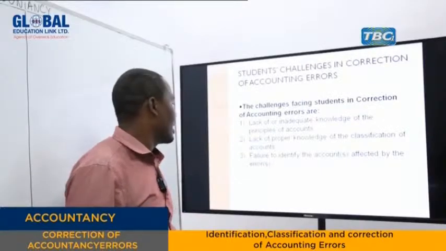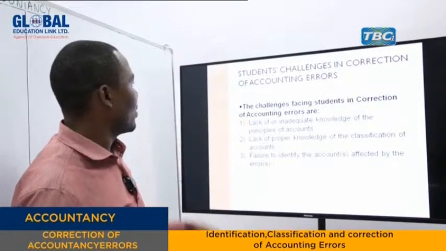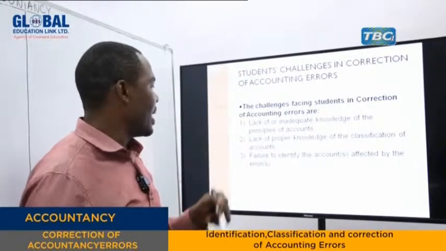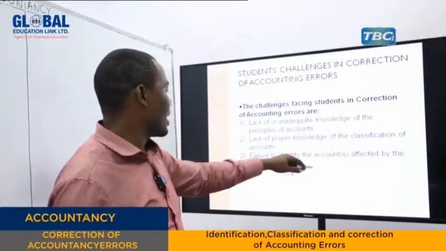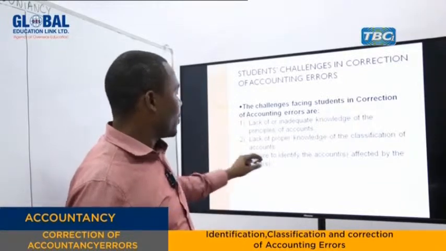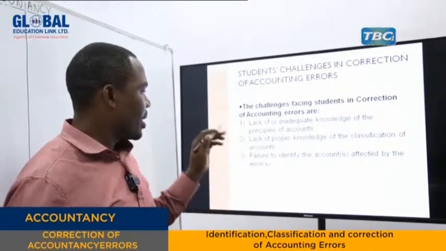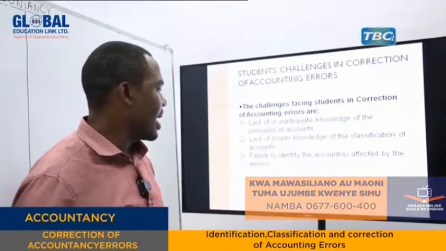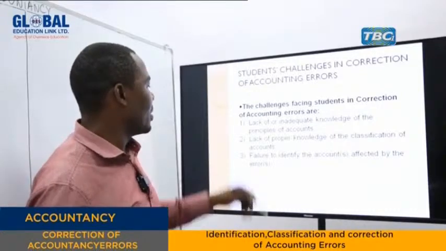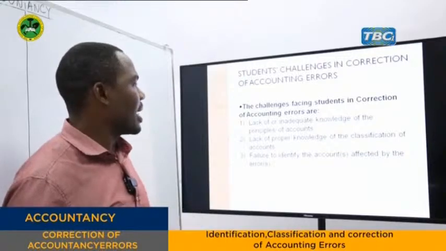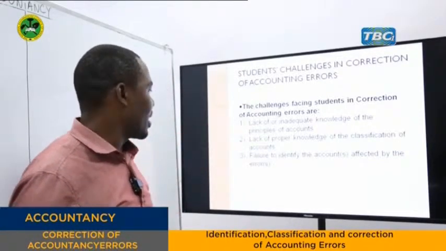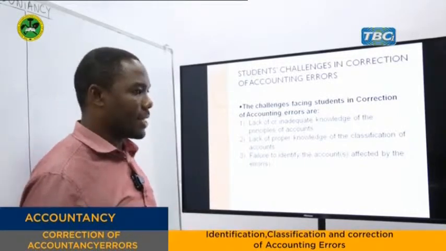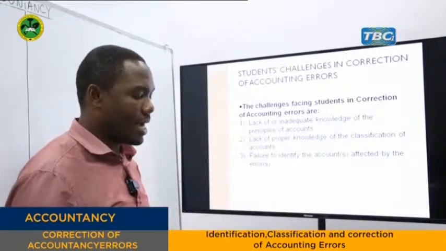But the third challenge that you face as students in answering correction of errors questions is failure to identify the account or accounts affected by each error, because you may find some transactions containing more than one error. If you fail to identify the accounts or how this error affected the accounts, then automatically it will not be easy for you to tackle questions. But if you are aware of principles and the classification of accounts, then it will be easier for you to identify accounts that are affected by the errors, because you know the principles and you know how to classify these accounts.